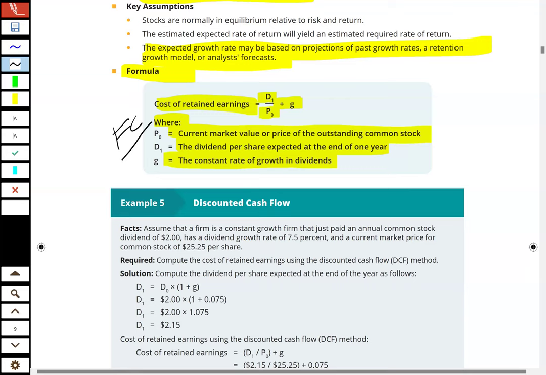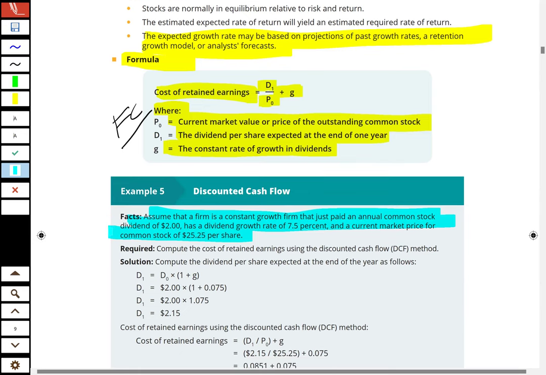And you come over and we say, well, assume that the firm is a constant growth firm that just paid an annual common dividend of $2, has a dividend growth rate of 7.5%, and the current market price for the stock is $25. Now, notice here, guys, to come up with D1.